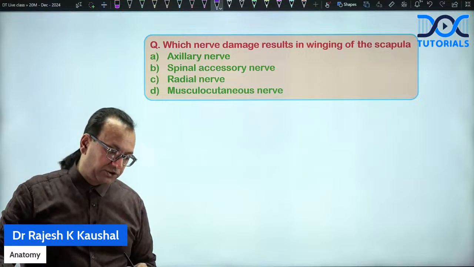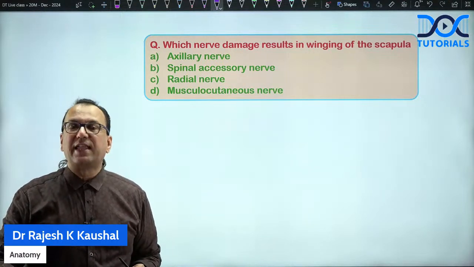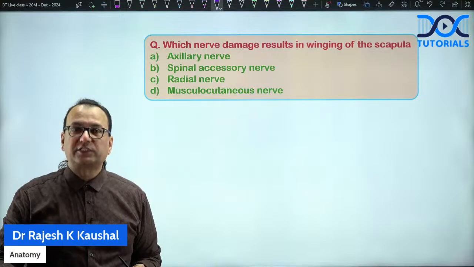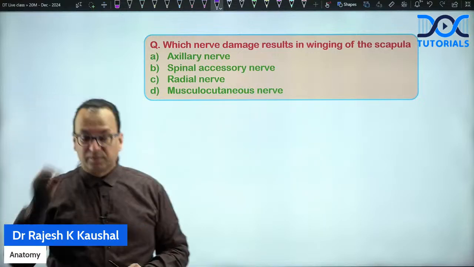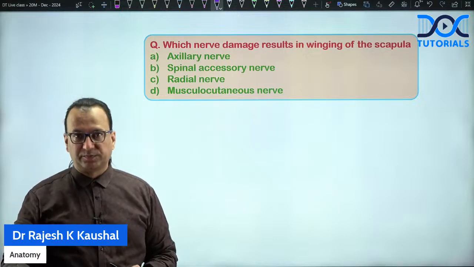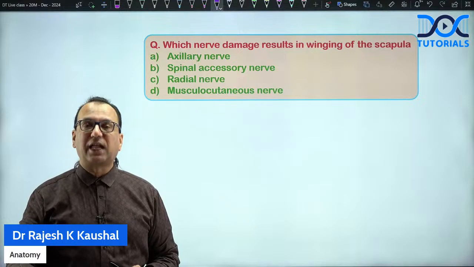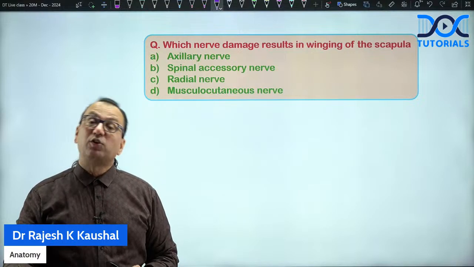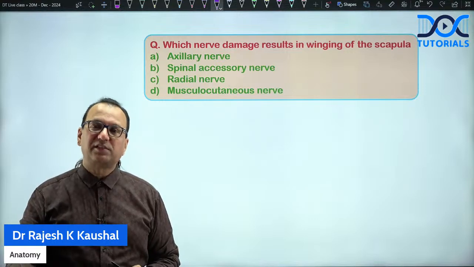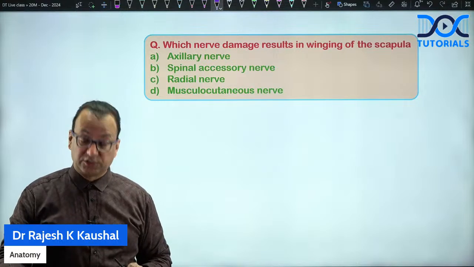Which nerve damage results in winging of scapula? You all will be searching for a name, but that name is not there. So the first answer is not there. Second answer, be always ready for the second answer. Sometimes they will ask you the drug of choice, but the drug of choice will not be available. So you should know who is second in line, and who is the third answer also. There are 3 answers. Winging of scapula can be due to 3 nerve lesions. So tell me what is the answer.